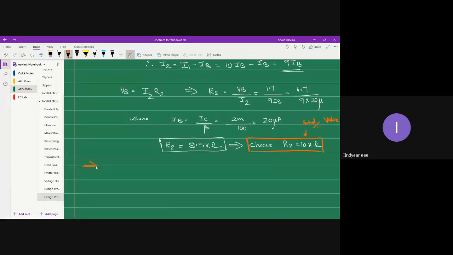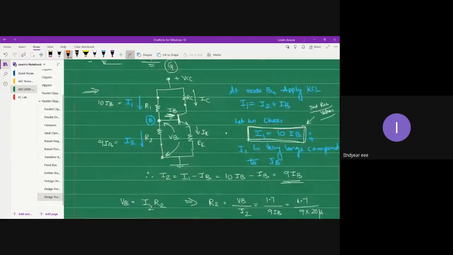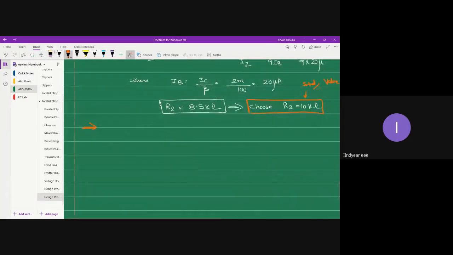All right. Then finally, we are left with R1. R1 can be found by using VB is equal to VCC R2 divided by R1 plus R2, because we know R2. R2 is 10 kilo ohm, VCC is 10 volts and VB is 1.7 volts.